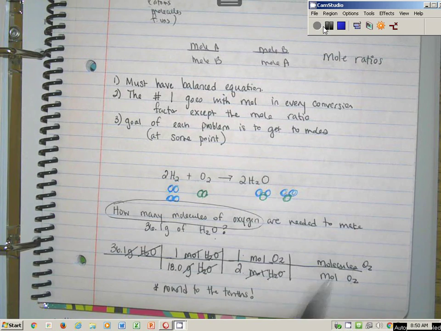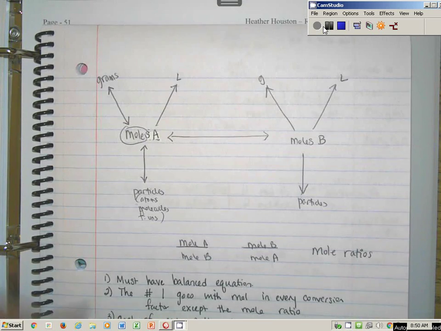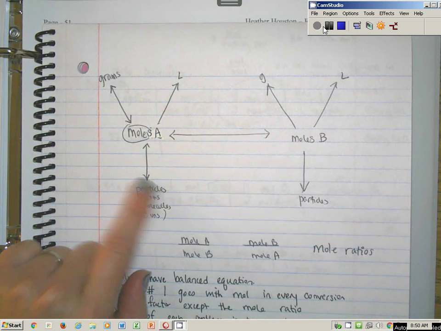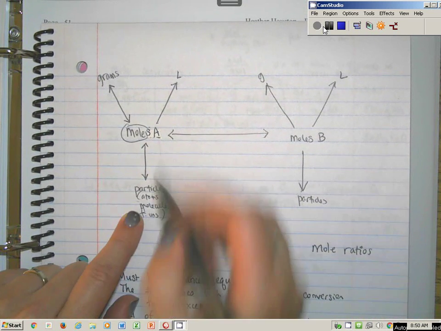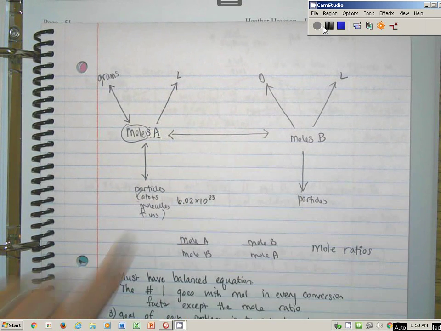This was counting. If we go back up for just a second and look at our moleville thing, molecules falls under particles, right? When we counted, the magic number that went with particles was 6.02 times 10 to the 23rd, Avogadro's number.